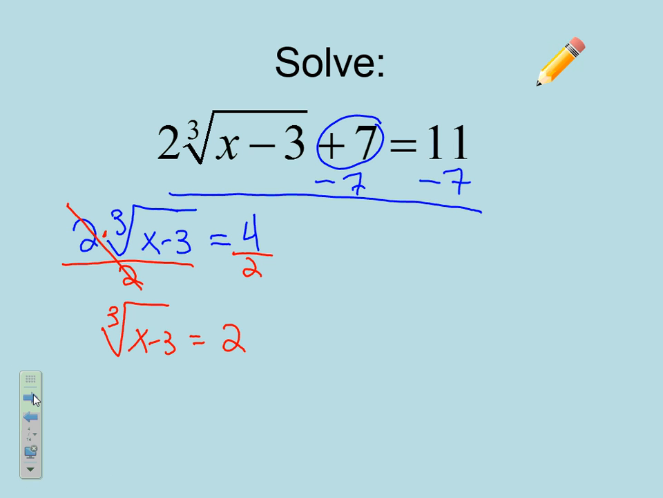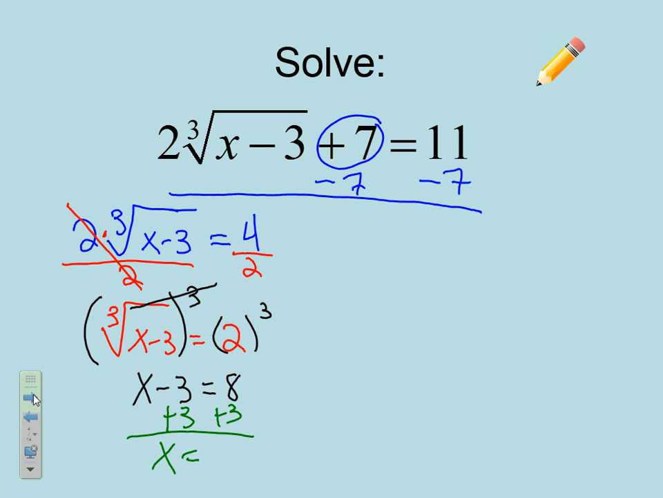Now to get rid of this cube root, I'm going to cube both sides. Those cancel out. I get x minus 3 equals 8. Finish this one off. We're going to add 3 to both sides. So x equals 11. Now we know our answer.